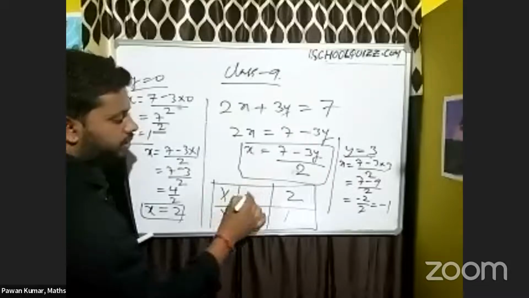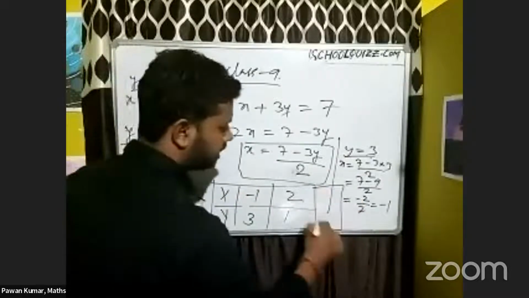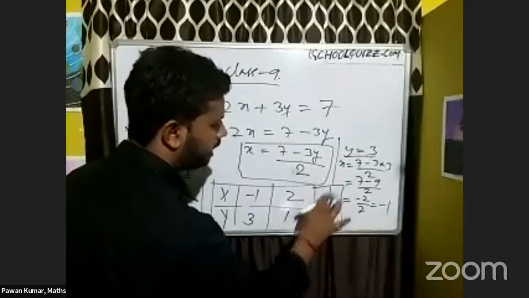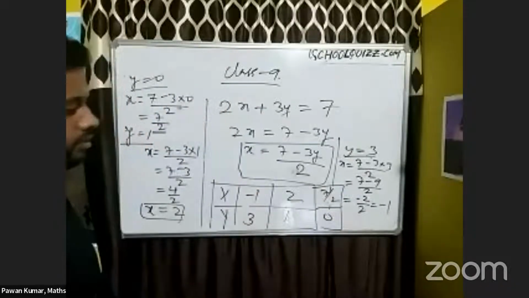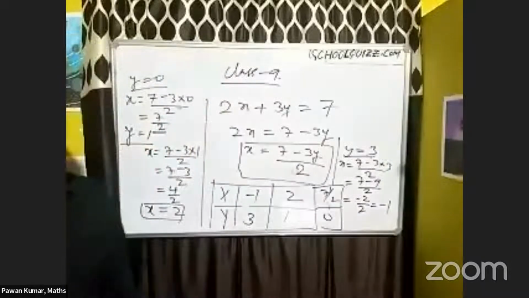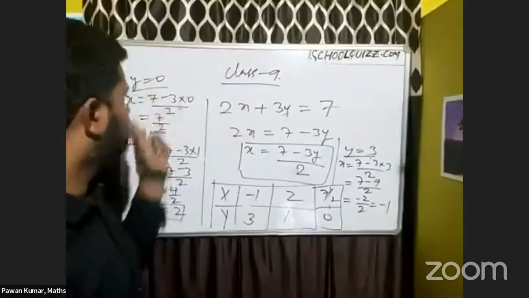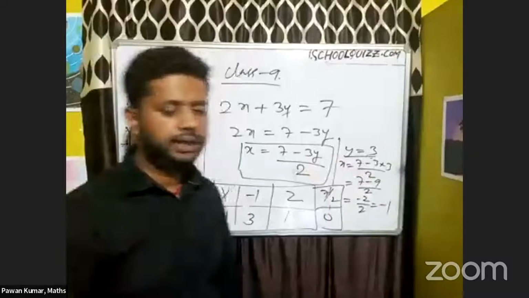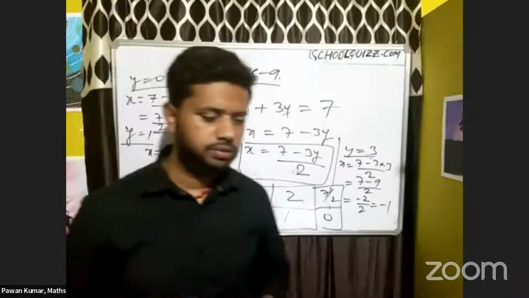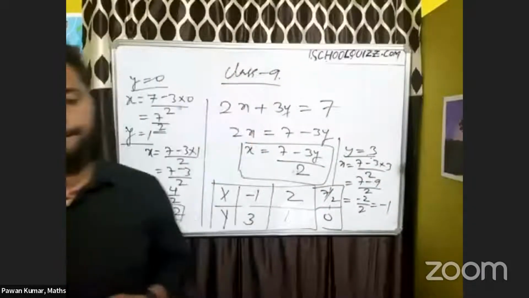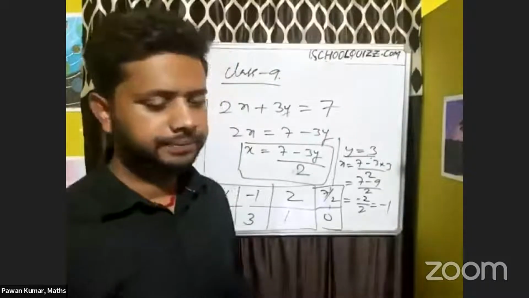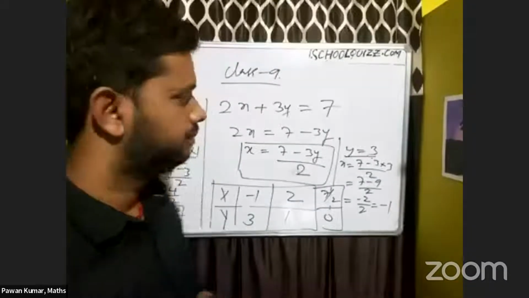So which one is easy to plot? Which will be easier to plot, the 0 one with 7 by 2, or now this 3 and minus 1? Sir, 3. So this prediction, the value of y you choose, that depends on you. Understand? Clear? Yes. So that is the way.